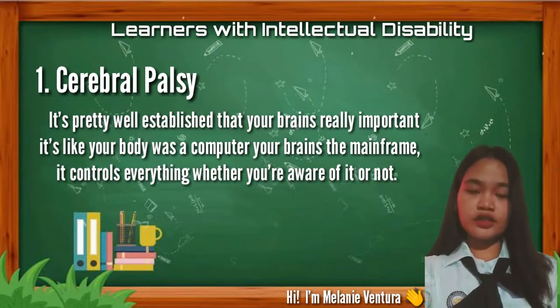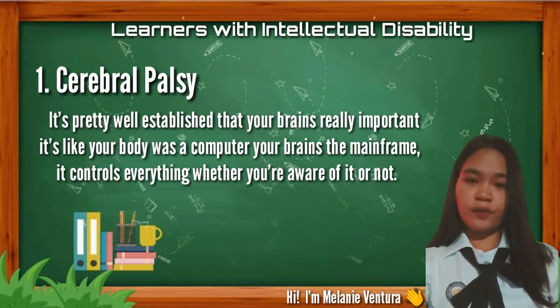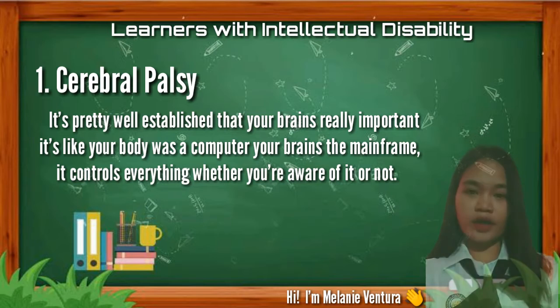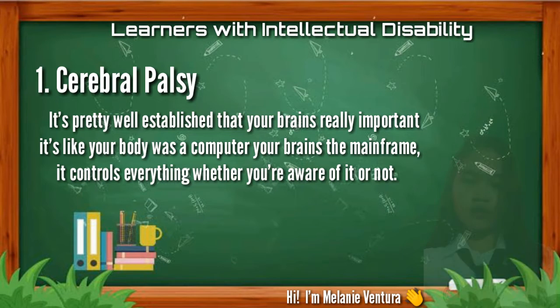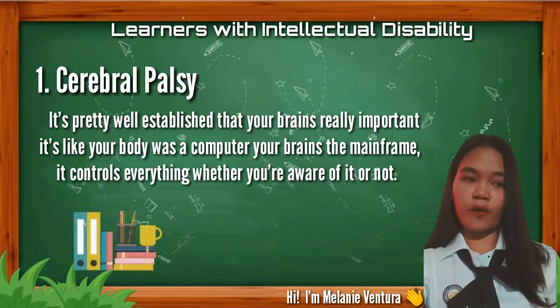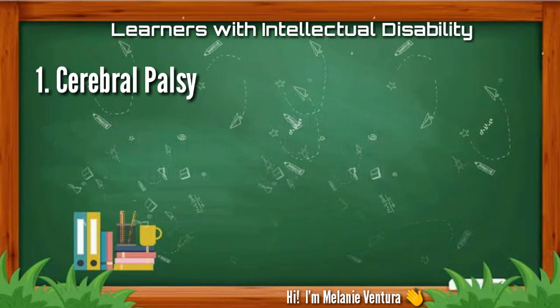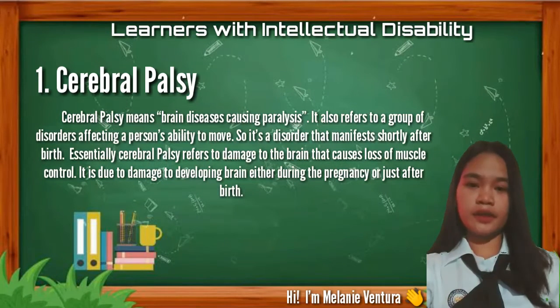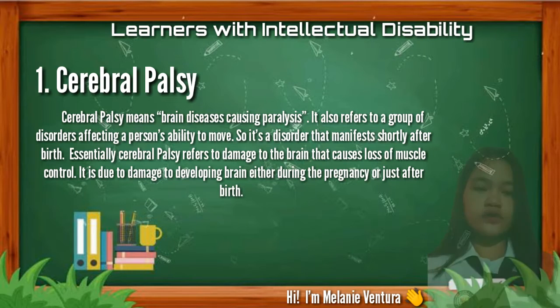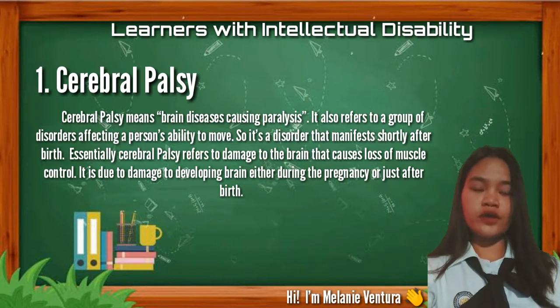It's pretty well established that your brain is really important. It's like if your body was a computer, your brain is the mainframe. It controls everything whether you're aware of it or not. Cerebral palsy means brain disease causing paralysis. It also refers to a group of disorders affecting a person's ability to move.